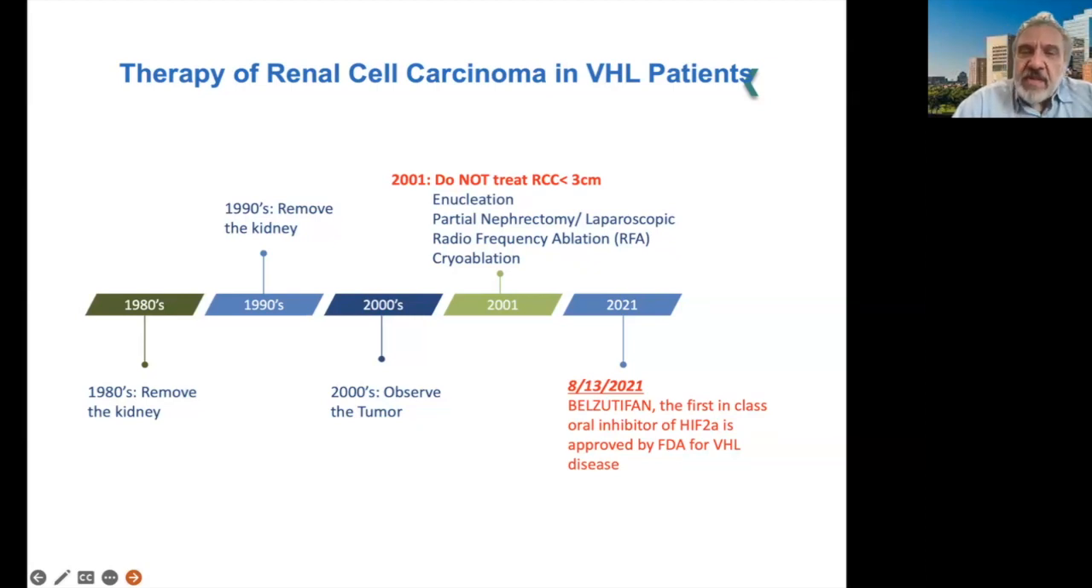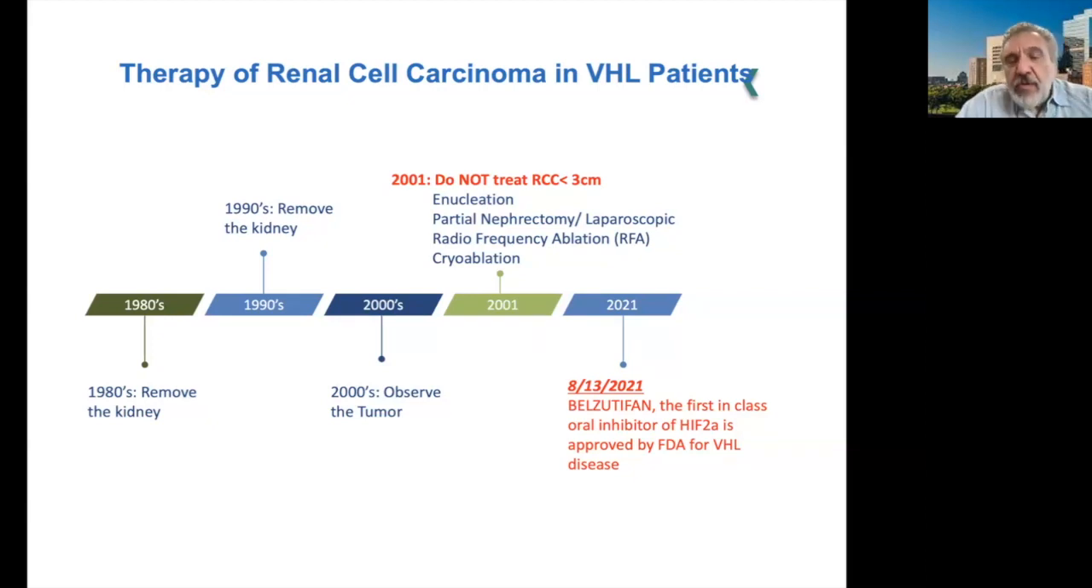Now, when they become 3 centimeters, before the Belzutifan times, we can do partial nephrectomy laparoscopically. We can do radiofrequency ablation. We can do cryoablation that doesn't require surgery. You put a probe and either you freeze the tumor or you burn the tumor with electricity. Or people are doing a simple enucleation, where the surgeon goes in there and pops the tumor out of the periphery with a finger, without really cutting a significantly bigger part of the kidney, even if it's partial.